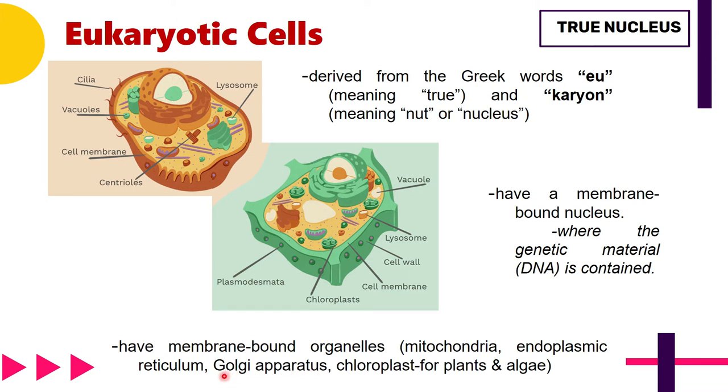So don't forget, when writing Golgi, that is a capital G because it is named after a person who discovered this organelle. Then we also have chloroplasts. Chloroplasts are also membrane-bound organelles, but they can only be found in plants and algae. So you are now experts on eukaryotic cells.